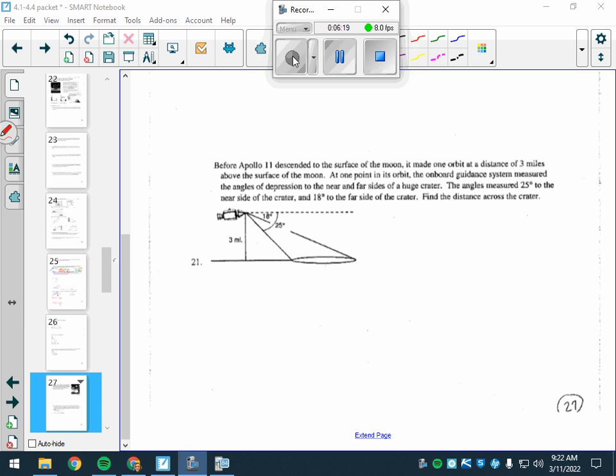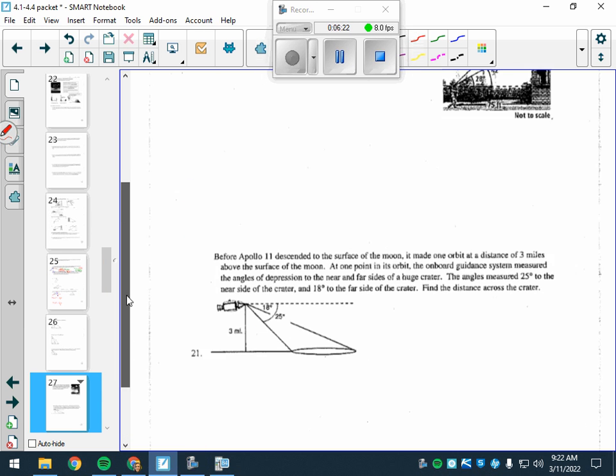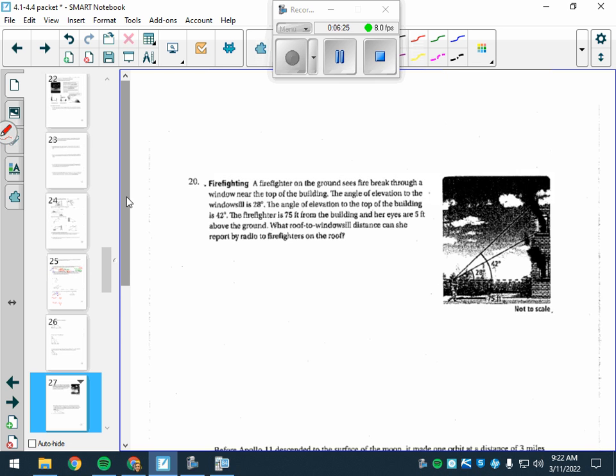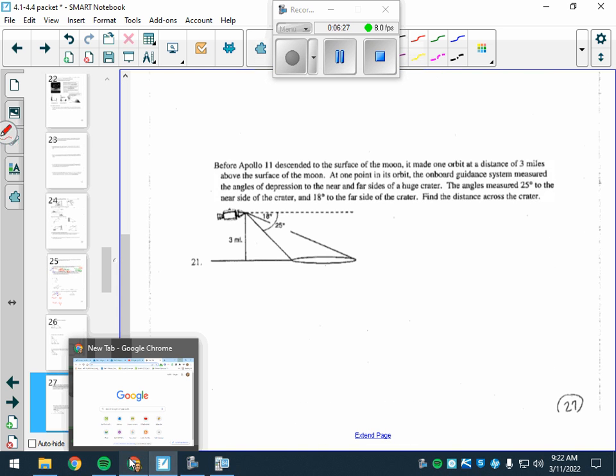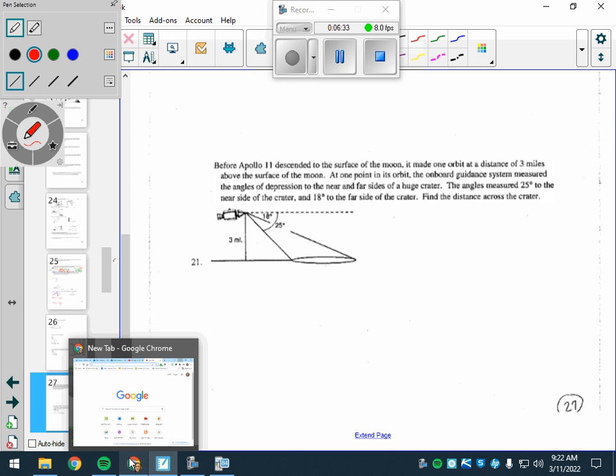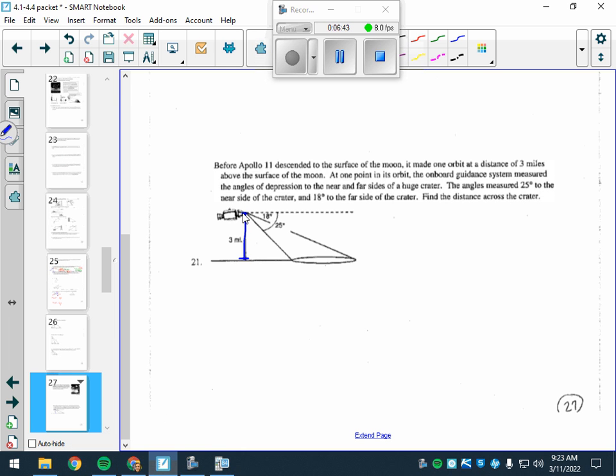All right, page 27, number 21. This is similar to what we did with the firefighter one, but it's going down to the ground instead of up to a building. Similar, not exact. So we've got Apollo 11 descends to the surface of the moon, but when it's 3 miles up, it measures the angles of depression to each side of this crater. So this angle of depression is 25. That's to the closer point of the crater.